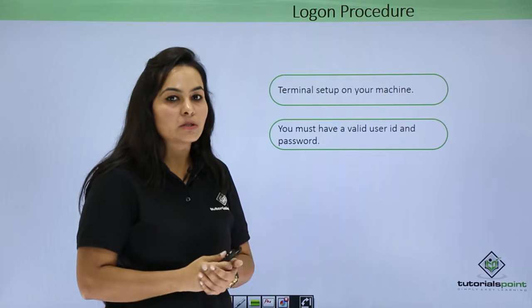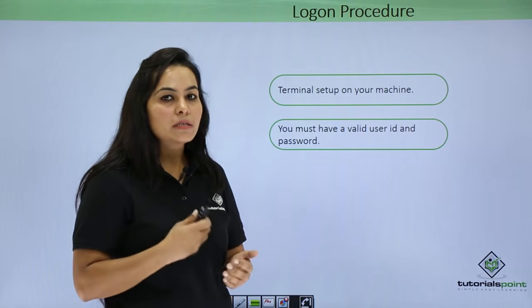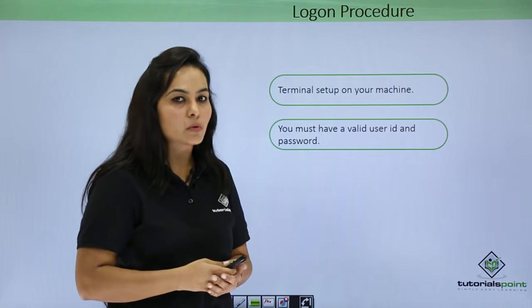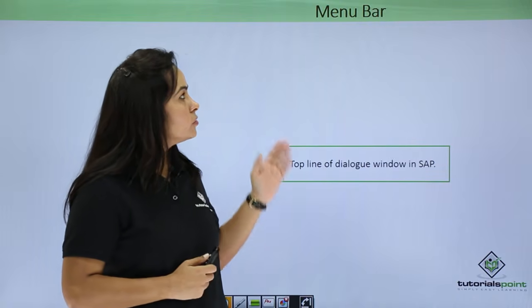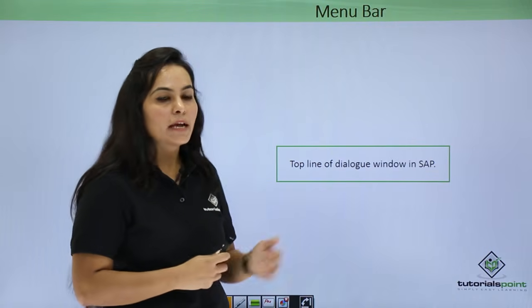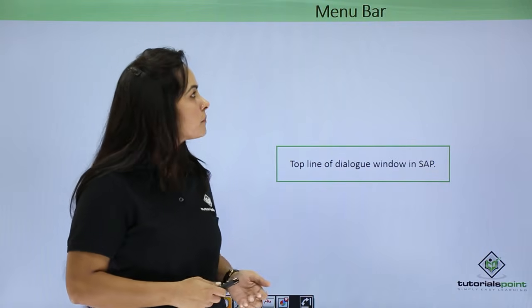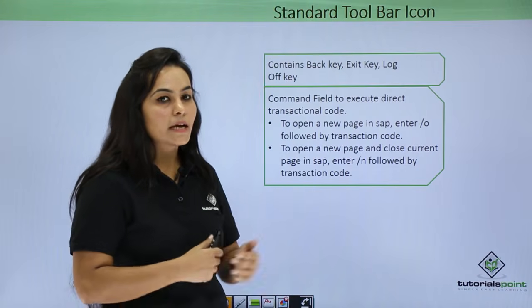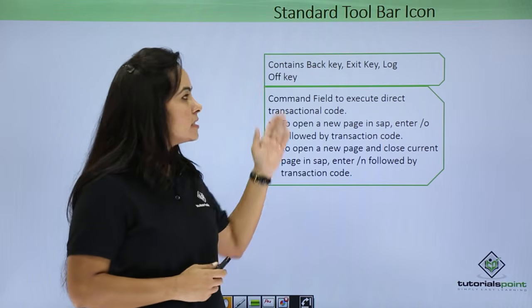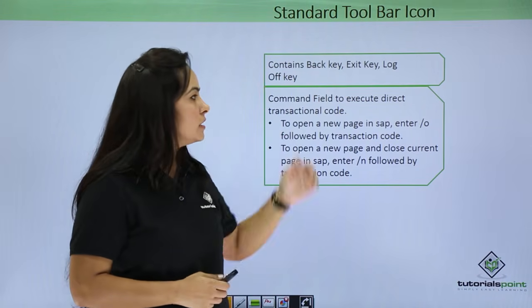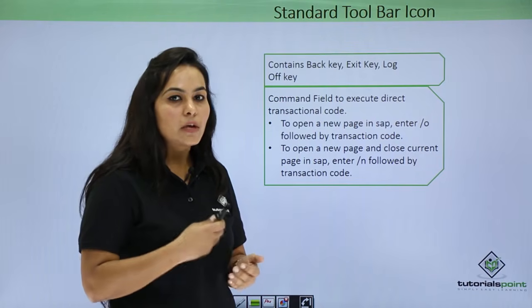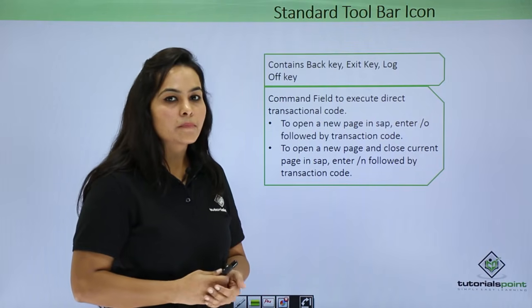I'll show you in hands-on. To log on to SAP, you must have a valid user ID and password. Then you have menu bar. This is the top line of dialog window in SAP. Then next is the standard toolbar icon. It contains back key, exit key and log off key. Then you have command field to execute direct transactional code.